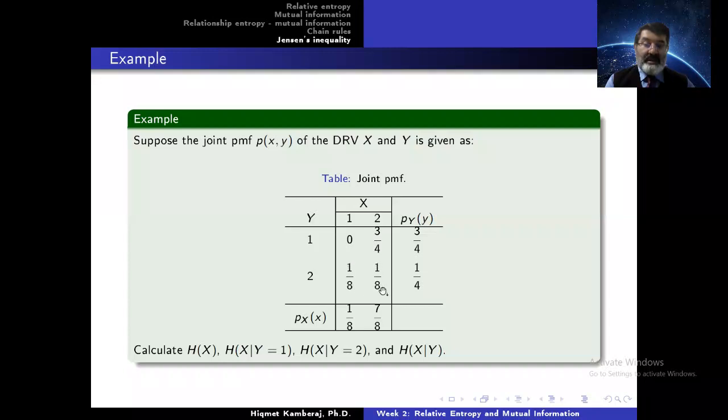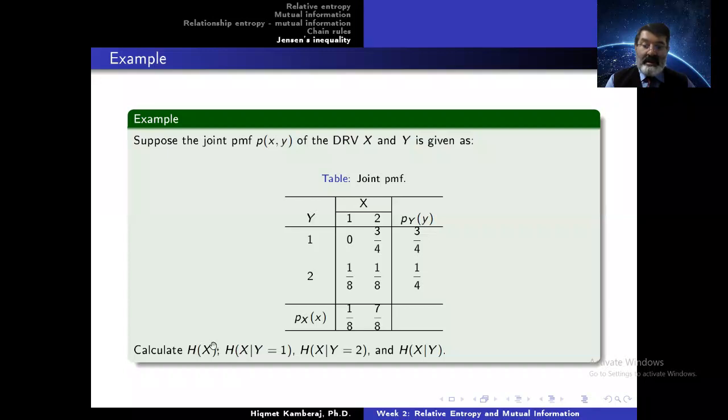Then the marginal with respect to y, we sum along the row, it is 3 over 4. We sum along the second row, 1 over 8 plus 1 over 8 gives you 1 over 4. Then to calculate the marginal with respect to x, we sum along the column, 0 plus 1 over 8, 1 over 8. Then to find the marginal p of x at 2, we sum along the second row. 3 over 4 plus 1 over 8 gives you 7 over 8.